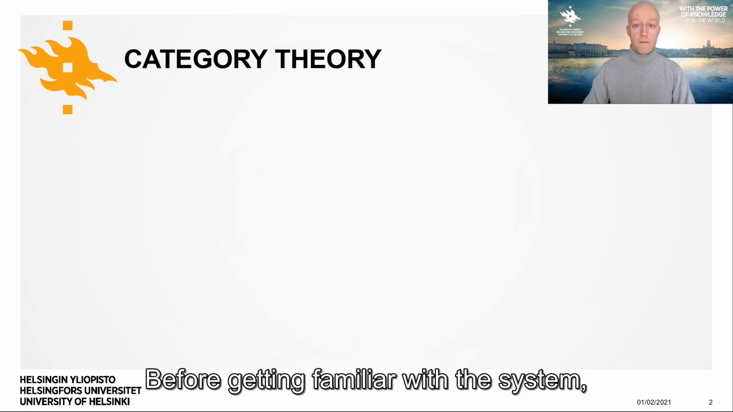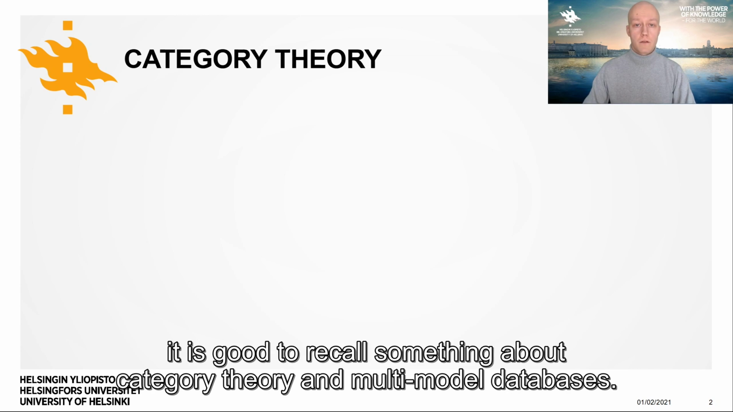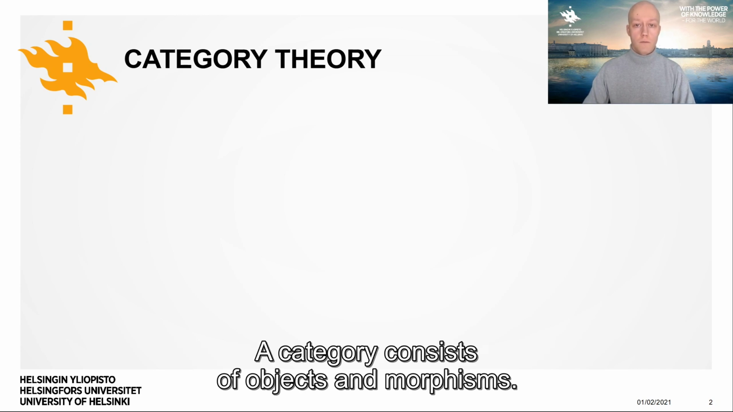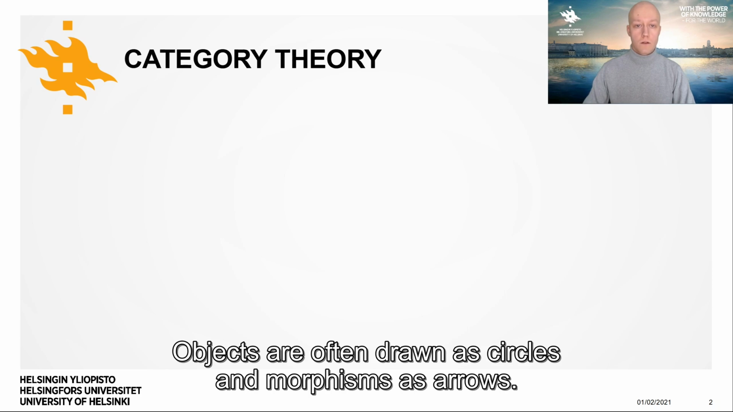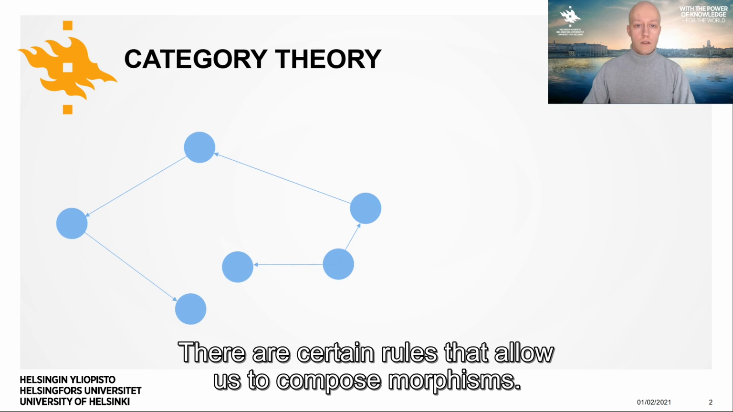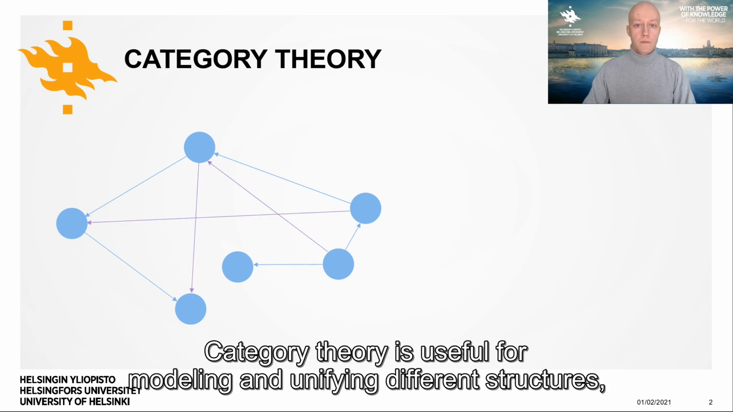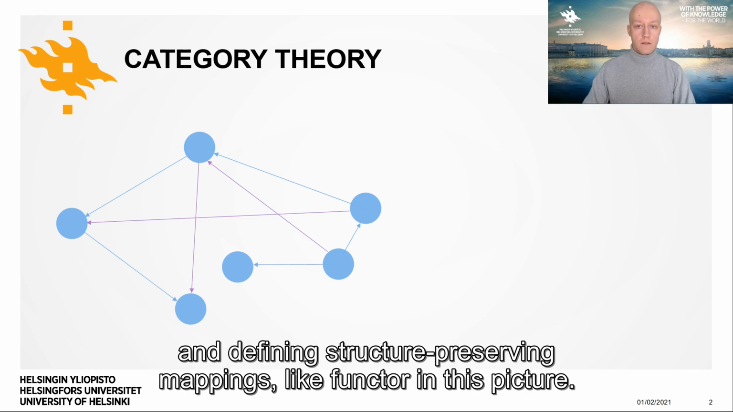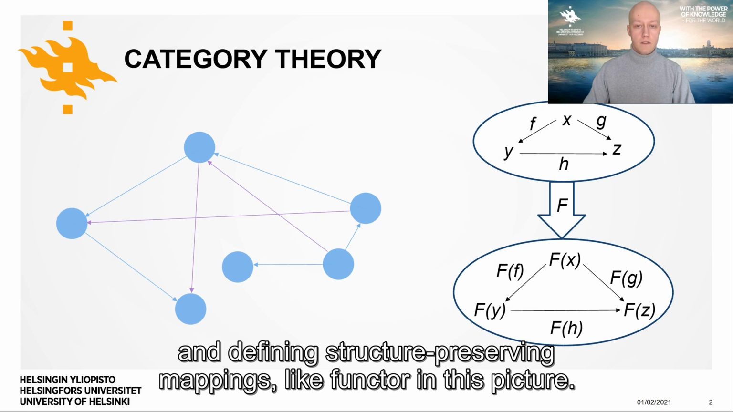Before getting familiar with the system, it is good to recall something about category theory and multimodal databases. A category consists of objects and morphisms. Objects are often drawn as circles and morphisms as arrows. There are certain rules that allow us to compose morphisms. Category theory is useful for modeling and unifying different structures and defining structure-preserving mappings like the functor in this picture.